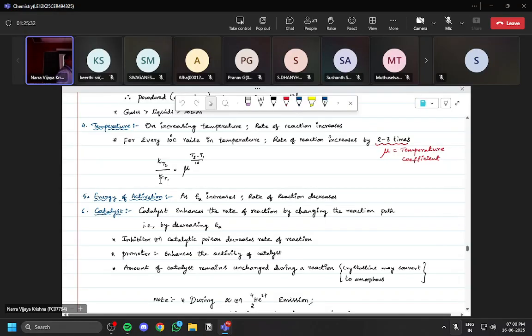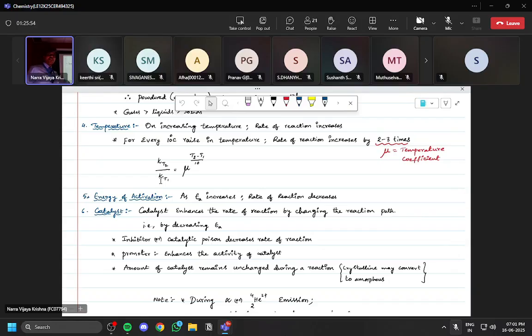And this is the change in temperature. If I divide by 10, how many tenths the temperature is changing, that I will get. Mu power that value. Clear? The mu value generally ranges between 2 and 3. So generally we will take it as 2 for easy calculation. Any questions in that? Next, energy of activation.